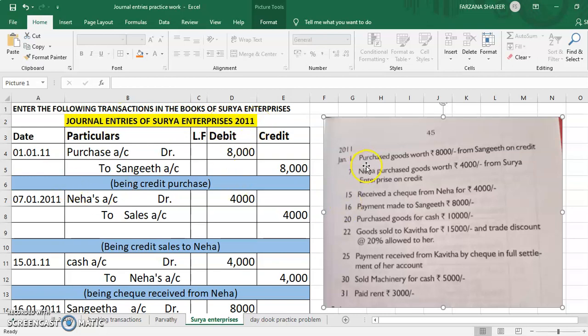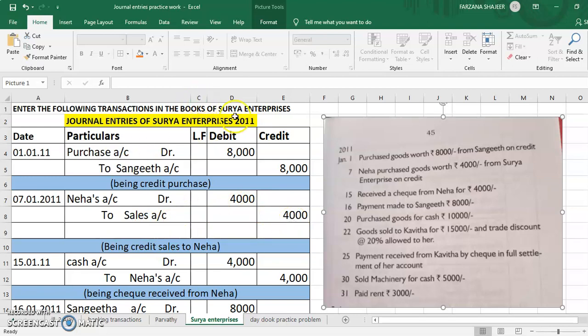Our first transaction is purchased goods rupees 8,000 from Sangeet on credit. So for credit purchase, the journal entry is purchase account debtor to Sangeet account 8,000. Our second transaction is Neha purchased goods rupees 4,000 from Surya Enterprise on credit. Remember, we are writing the journal entries in the books of Surya, and when Neha purchases from Surya, for Surya it is a sale. So the journal entry is Neha account debtor to sales account 4,000.